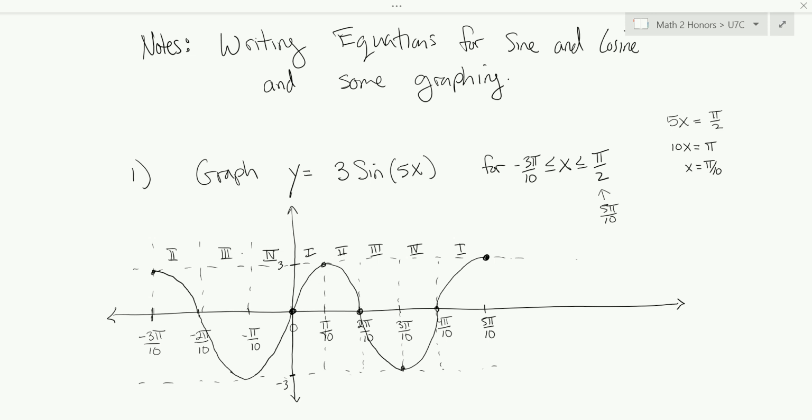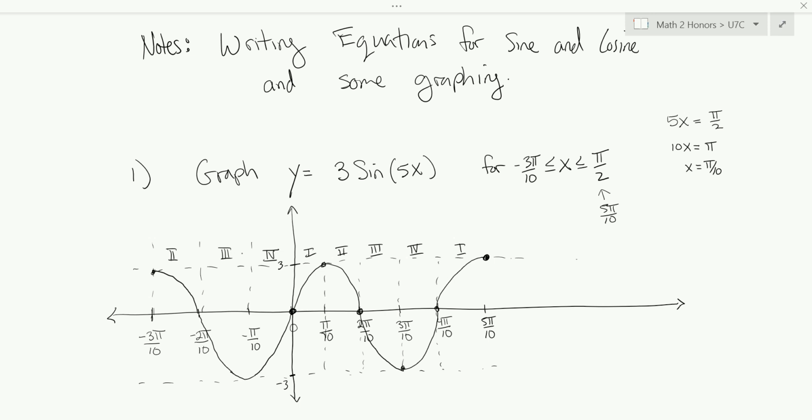And you may think, well, this looks like a cosine curve because it starts at a high, right? But you always have to look at the y-axis. It's starting at 0 at the y-axis. That's why it's a sine curve. Okay. Any questions on that before I let you try one on your own?